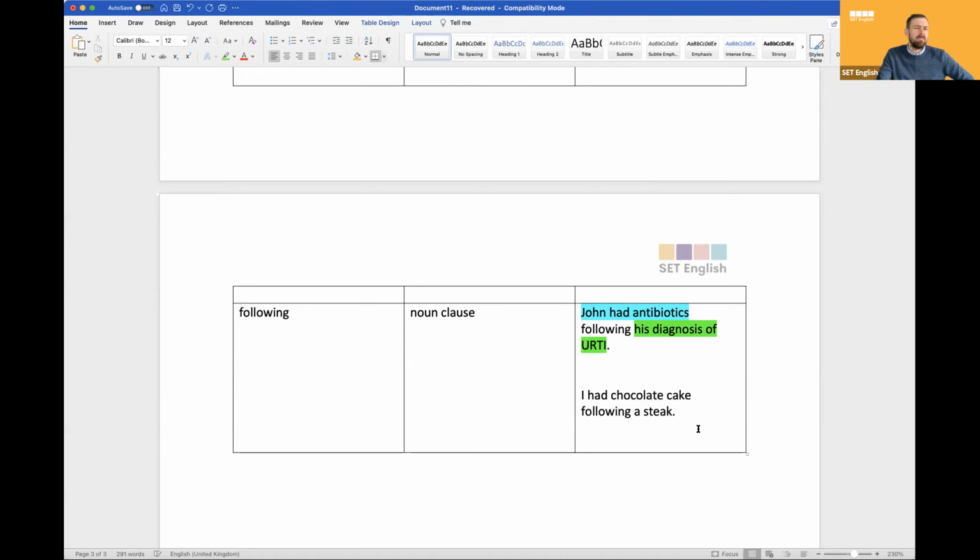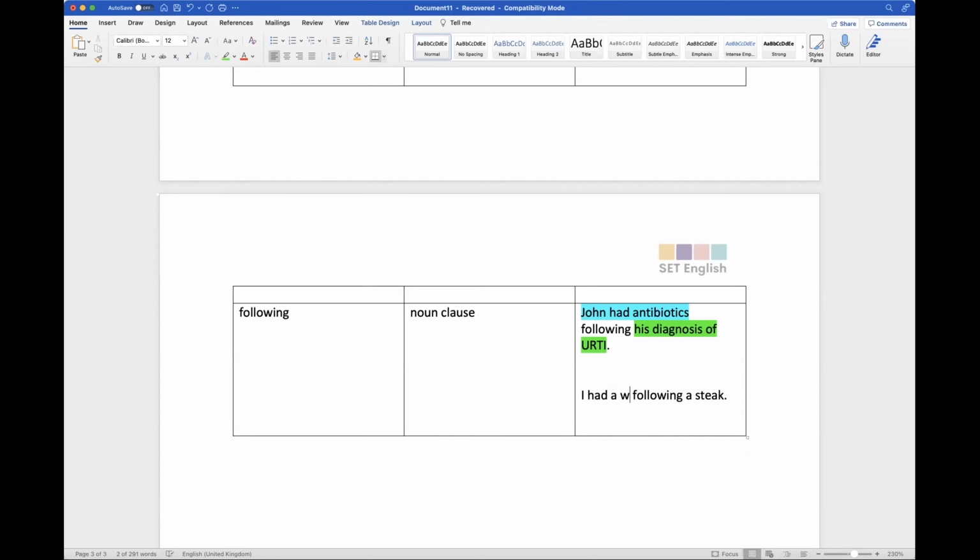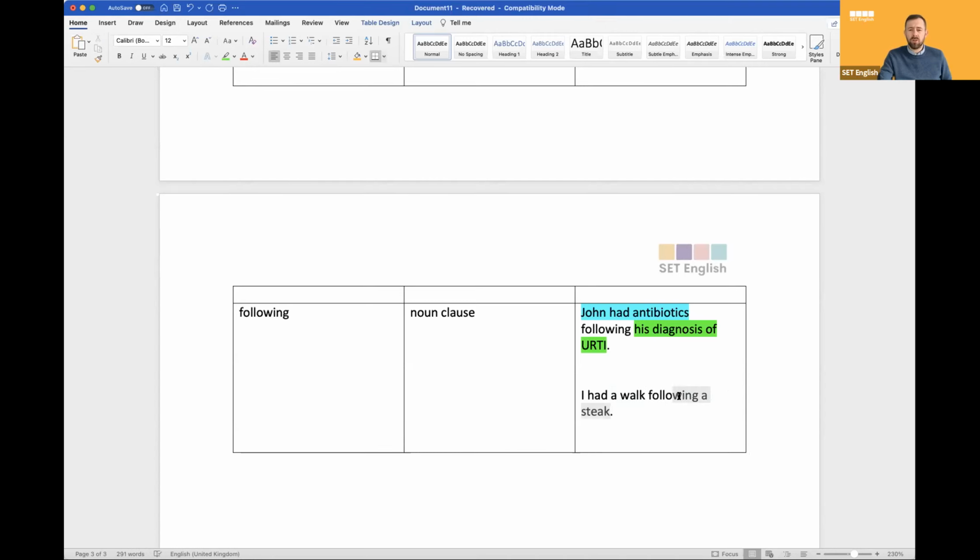Okay. That makes sense, doesn't it? Yeah, nobody has the chocolate cake first and then a steak, do they? No. But does everyone who has steak have chocolate cake? No. You don't, do you? In this case, I didn't have chocolate cake because I had steak. But that doesn't make sense, does it? You can't say that. People don't have dessert because they have steak. Okay, I could say I had a walk following lunch.